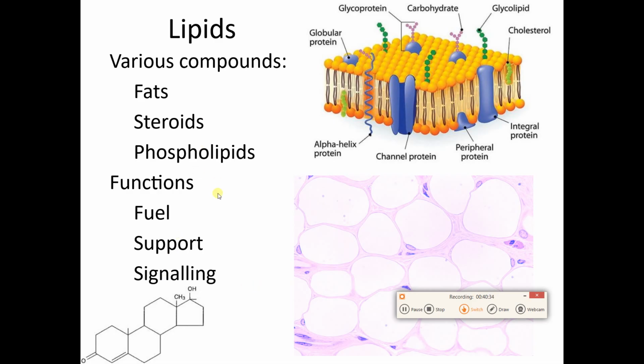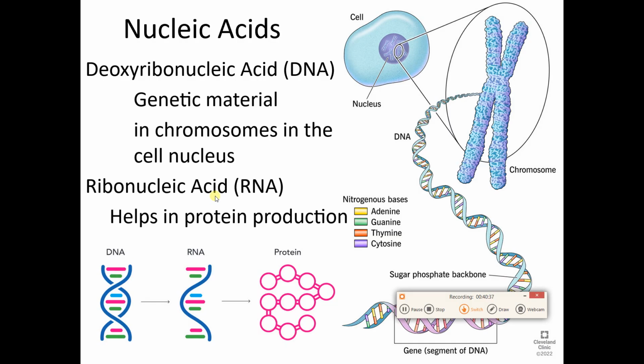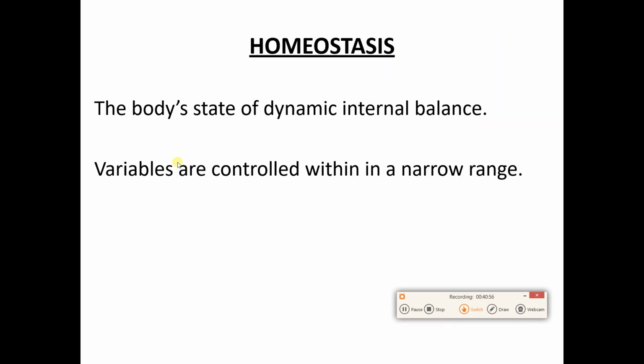Nucleic acids. There's two main nucleic acids we have. DNA, which is deoxyribonucleic acid, is the genetic material that is in our chromosomes inside our nucleus. Plus there's a nucleic acid called RNA, which is going to help in protein production. All right. And with that, folks, we are done with levels of structure. And we're moving on to our final topic for this introduction to anatomy and physiology lecture.